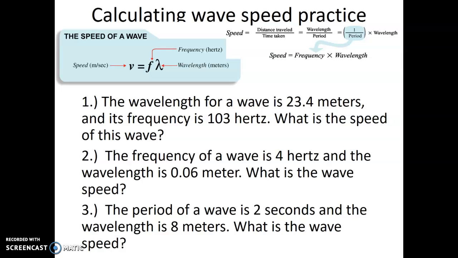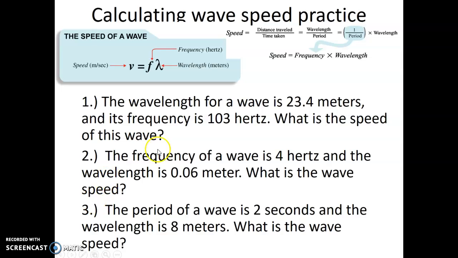and that would give you the speed of the wave. Again, you're going to need a calculator for today. So 23.4 meters times 103 hertz gives you a speed of a wave of 2,410.2. And again, meters per second would be the units that you're using to solve for speed of a wave.